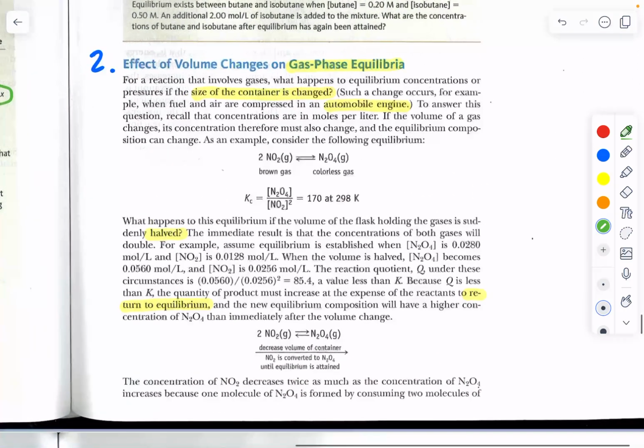What about the effect of volume changes? This can happen in two ways. You can change the volume of the container, but you can also change the pressure. I don't mean you can change the volume in two ways, other than making the volume smaller or making the volume bigger, like in a cylinder with a piston or like in a syringe. But you can also change the concentration of the gases by increasing or decreasing pressure.